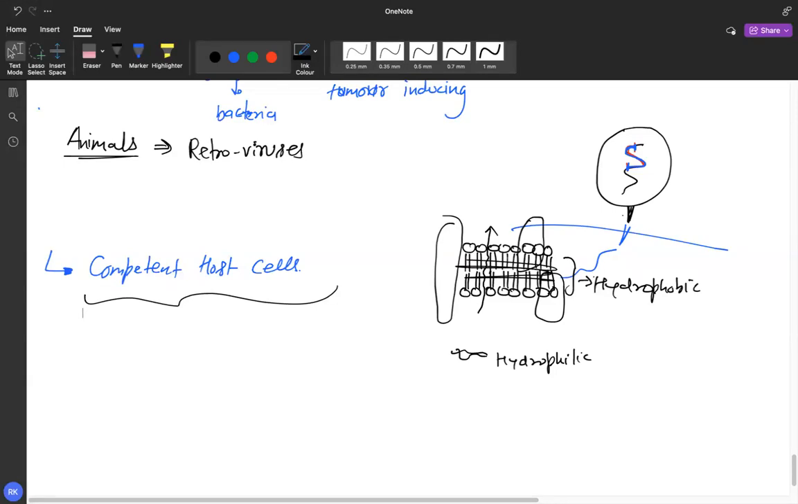Put it on ice, keep it cool, put it at 42, and then put it back on ice so that everything shuts back again and all the recombinant plasmid DNA that has entered inside gets stuck inside. So this is one way. This is called the heat shock method.